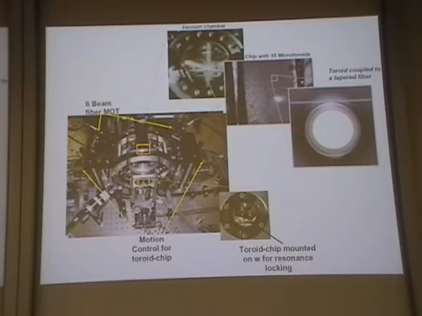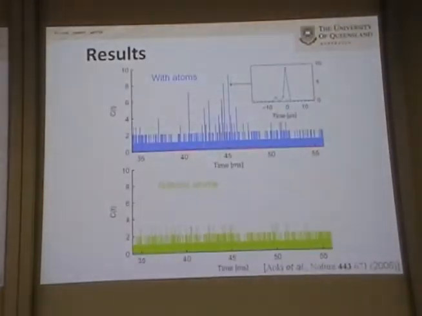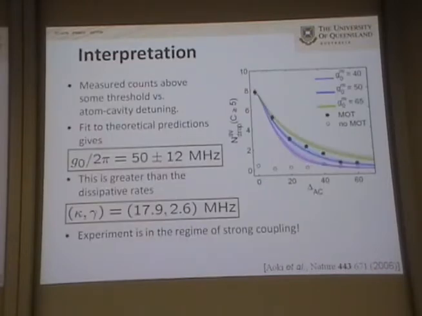And you drop the atoms past the rim of the toroid, and hopefully you see some transits. This is the magneto-optic trap. These are the kind of results we saw for a typical drop of the MOT. If there weren't any atoms, then the power going through to the detectors was low. When there were atoms, we saw peaks, which were due to the atoms.